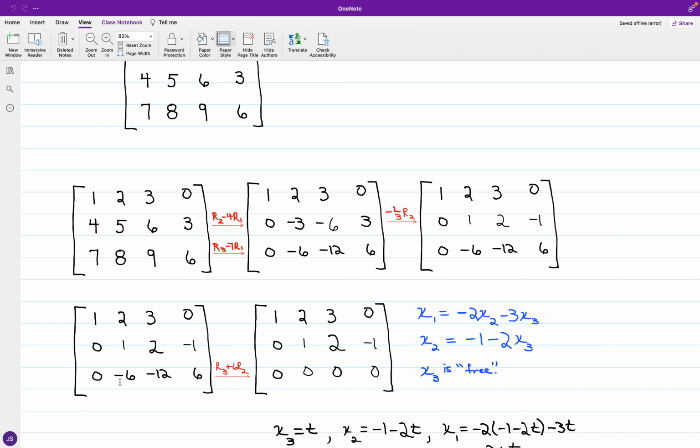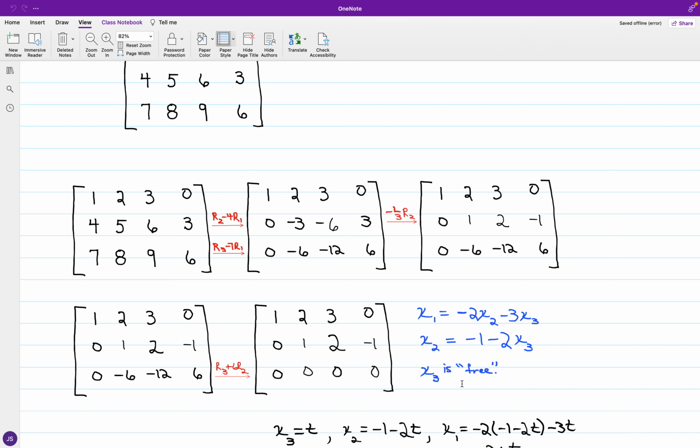Preserving the 0 at the front and changing the -6 to a 0, I can combine the third row with the second by adding 6 times the second row to the third row. Doing so we have 0 plus 0, -6 plus 6, which is 0. And -12 plus 6 times 2 is -12 plus 12, and that is going to go to 0. And 6 plus -6 is 0.